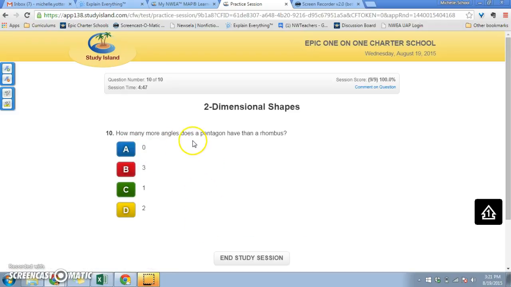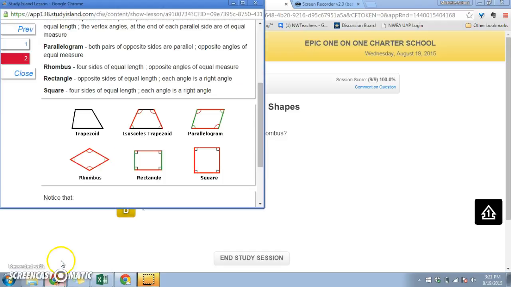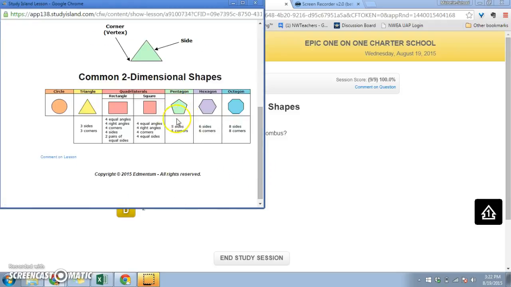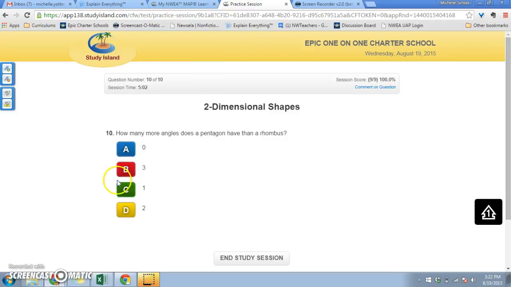How many more sides does a pentagon have than a rhombus? Okay, a pentagon, pent means 5, and a rhombus should be 4. Okay, here's a rhombus with 4, and a pentagon's up here with 5. So it would have 1 more side.